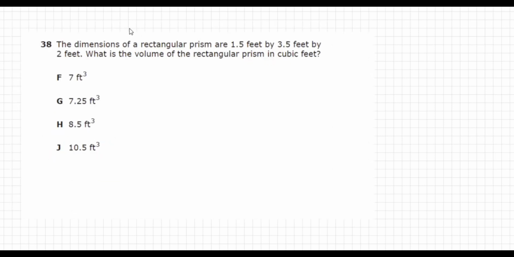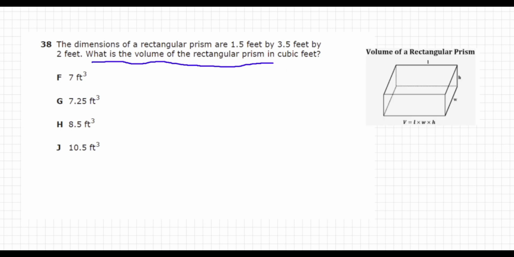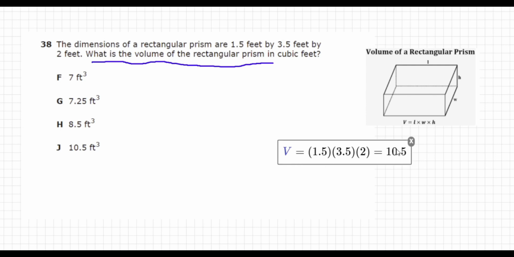Question number 38. The dimensions of a rectangular prism are 1.5 feet by 3.5 feet by 2 feet. What is the volume of the rectangular prism in cubic feet? Volume equals length times width times height, which equals 1.5 feet times 3.5 feet times 2 feet. The answer is 10.5 cubic feet. Therefore, J is the correct one.